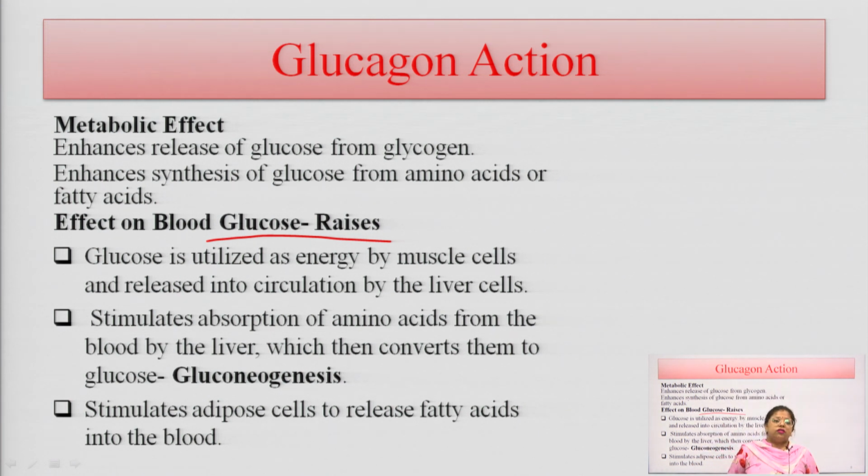Glucose is utilized by all the cells of the body, such as muscle cells, as energy, and it is released into the circulation by the liver cells. This is the main work of glucagon. Next, it stimulates the absorption of amino acids from the blood by the liver and helps convert non-carbohydrate compounds into glucose, which is known as gluconeogenesis. And next, it stimulates adipose tissue to release fatty acids into the blood.